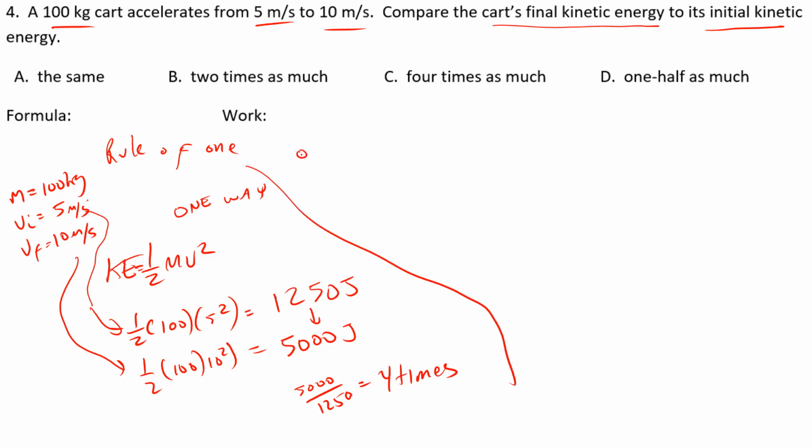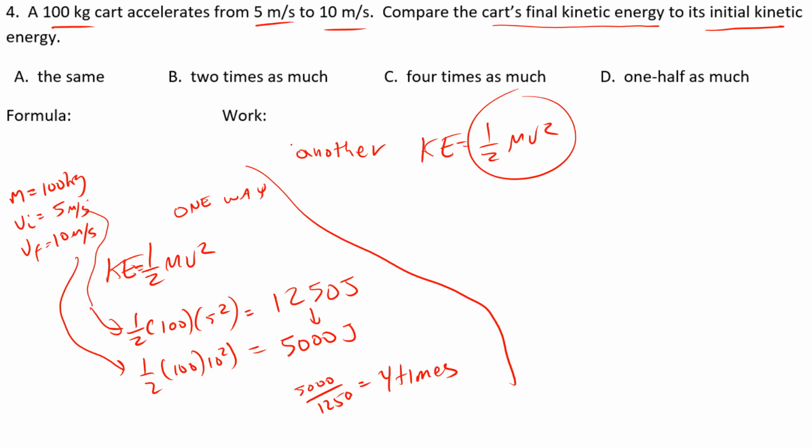And here's another. We're going to go off the same equation, KE equals 1/2 mv squared, but we're going to take the equivalent and do rule of ones. I'll erase this over here because rule of ones is going to be over here. I'm going to put 1/2 mv squared over 1/2 mv squared. This is going to be the new, and this is going to be the old.